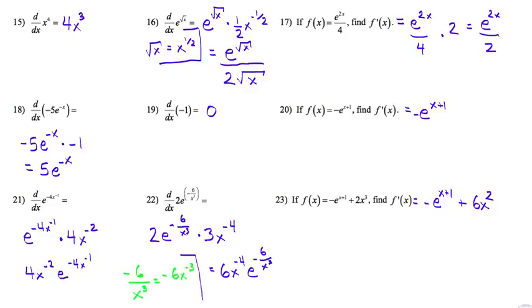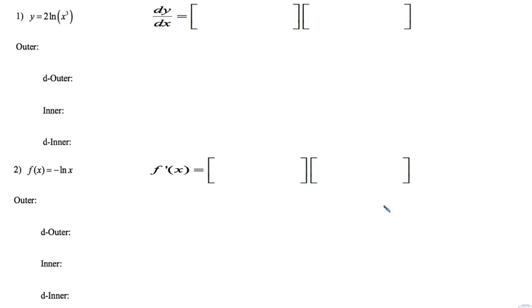All right. I believe we're on the next piece of paper. Here we go. Number 1, we are officially doing log houses. Here we go, natural log. So what is our outer? Our outer is 2 times the natural log of something. So daughter is then 2 over that same something. Inner is x cubed, so dinner is 3x squared.